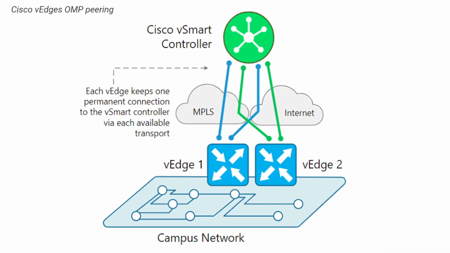vEdge routers exchange routing information with the vSmart controllers over the Overlay Management Protocol, OMP. If, for example, we have a campus network running OSPF, at the vEdge devices, the OSPF routes are redistributed into the SD-WAN fabric to the vSmart controllers via OMP, and then the vSmart controllers populate this routing information to other vEdge devices if it is required by the WAN topology.